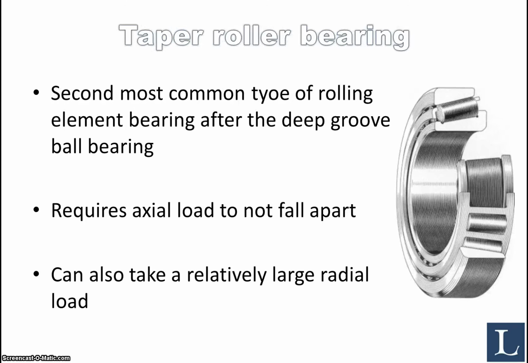Now, this is a different type. This is a taper roller bearing, and probably what is also considered to be the second most common type of rolling element bearing after the deep groove ball bearing. Just as the previous bearing, it also requires an axial load to not fall apart, but it can also take a relatively large radial load, which makes it a highly useful bearing in many applications where you have a combined loading situation.